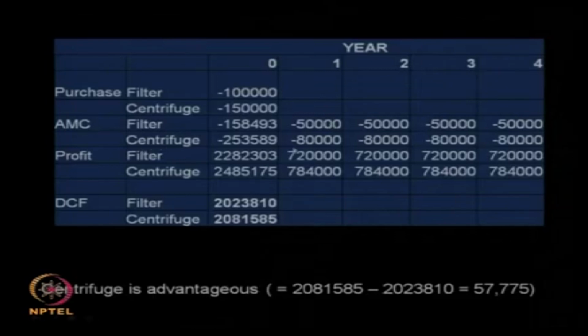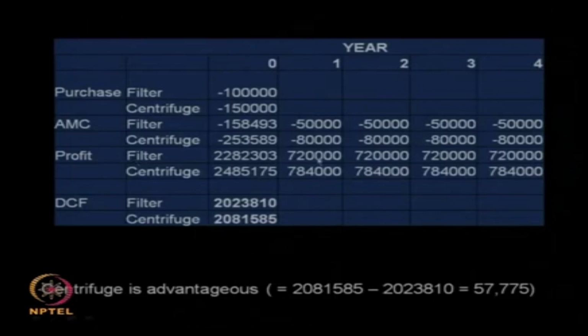Now if you look at the centrifuge, same thing, your AMC is 80,000 every year, and you calculate the net present value by dividing 80,000 by 1.1, 80,000 by 1.1 square, 80,000 by 1.1 cube, and 80,000 divided by 1.1 raised to the power 4. If you add up all of them you will end up with 2,53,589. So it is not exactly 3,20,000, which is what you would get if you simply multiplied.